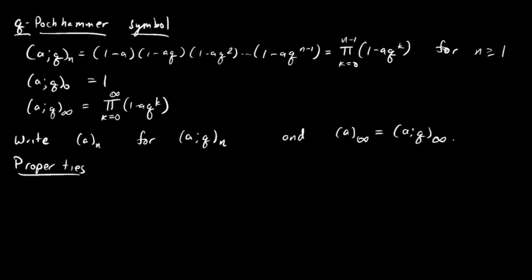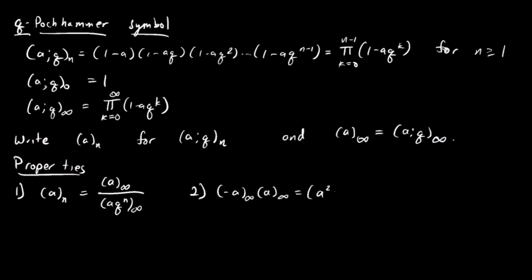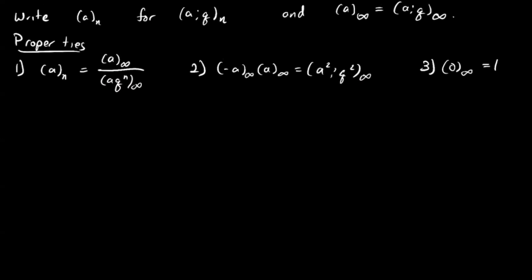The first property is that a sub n can be written as a sub infinity divided by (a q to the n) sub infinity. The second fundamental property that we'll need is that (negative a) sub infinity times a sub infinity is actually equal to (a squared; q squared) sub infinity. And the third property will be that 0 sub infinity is equal to 1. So these are our first three fundamental properties, which we'll prove about this q-Pochhammer symbol. So let's begin the proof of these. The proof is rather straightforward.